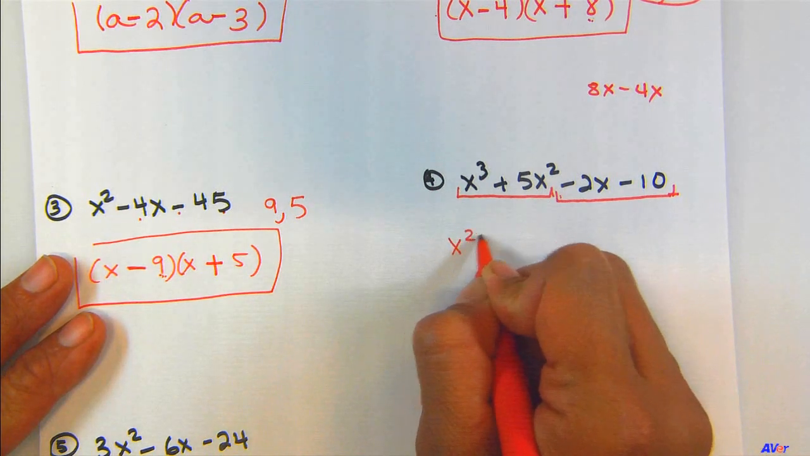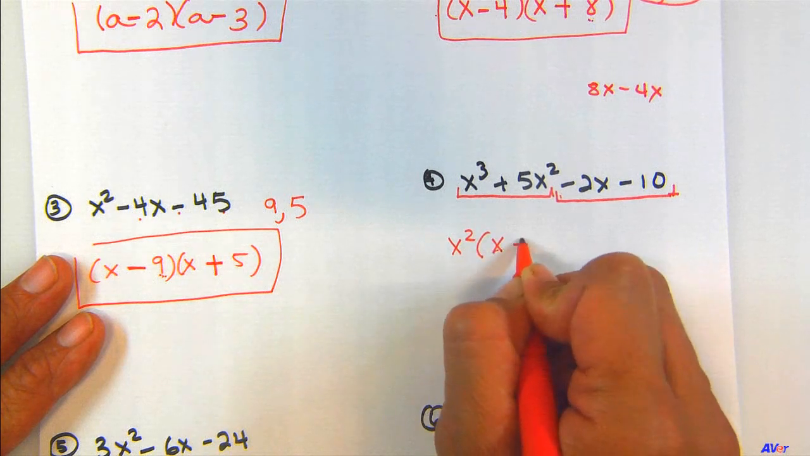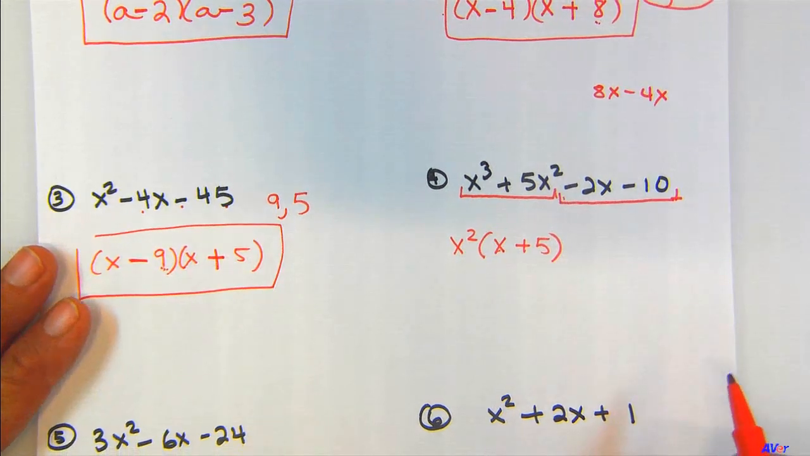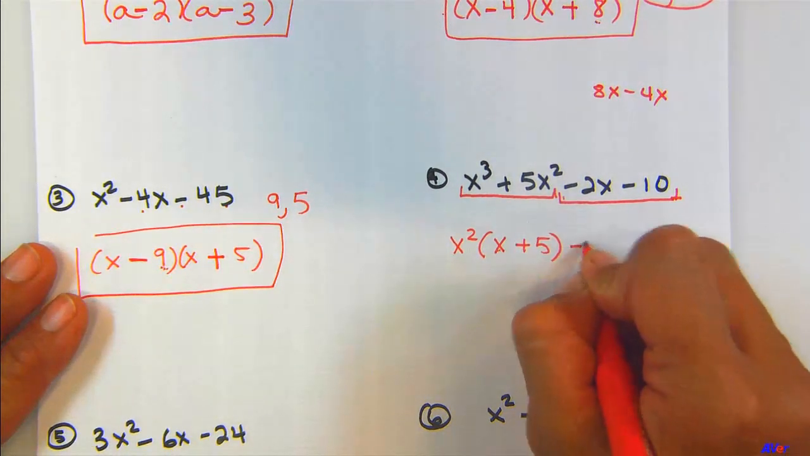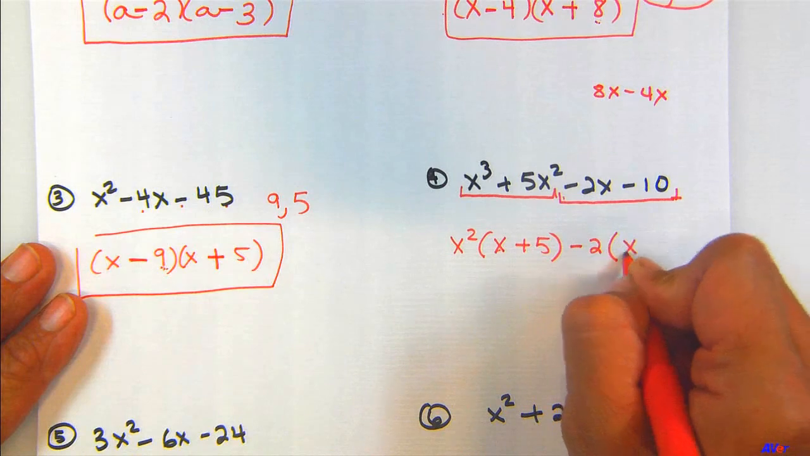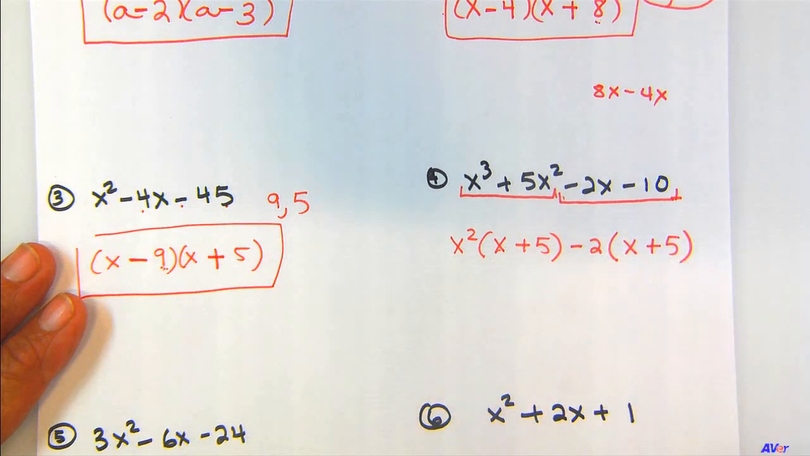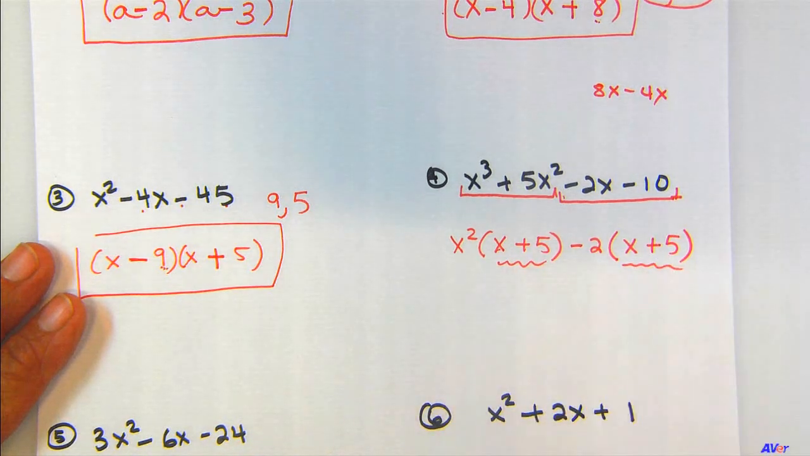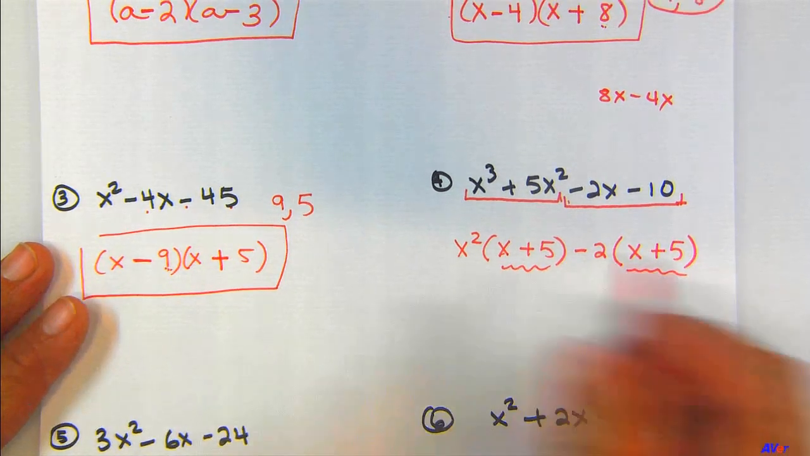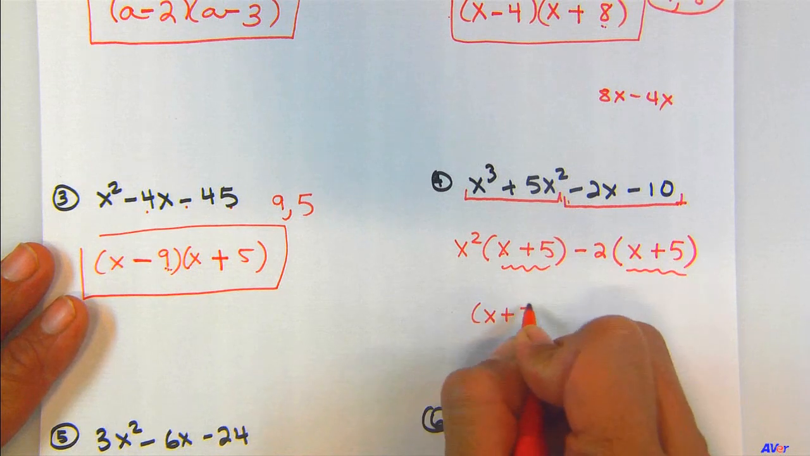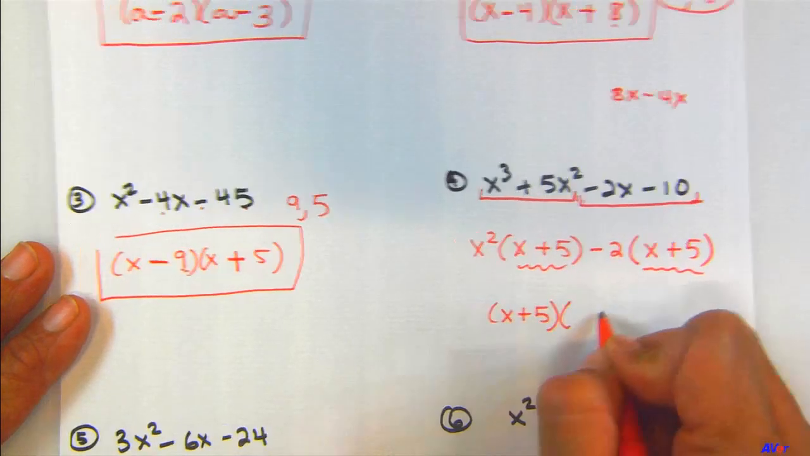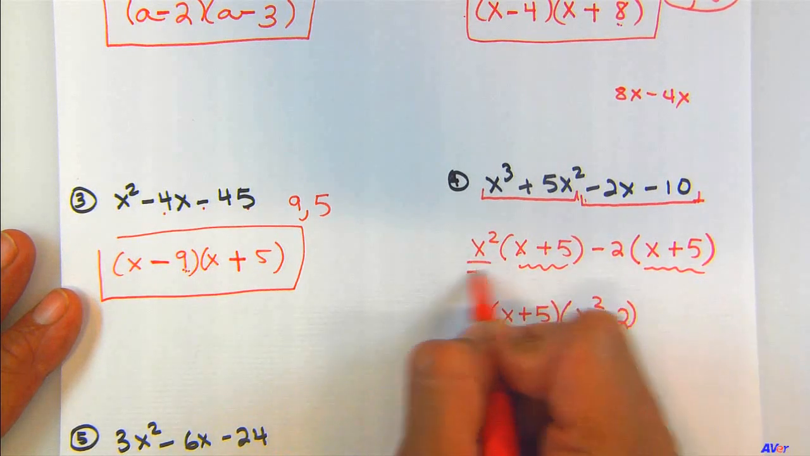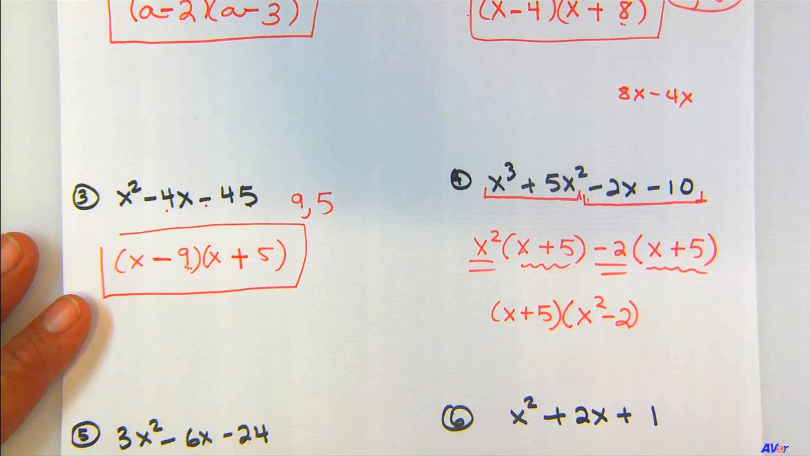So x squared leaves behind an x and a plus 5. So when I look at my second group, I really want to leave behind an x plus 5, so we'll factor out minus 2, x plus 5 in parentheses. So we have the same x plus 5, so we have a common factor. Awesome. Go ahead and bring that guy out. And the second set gets, right, the common factors that you took out. X squared minus 2.